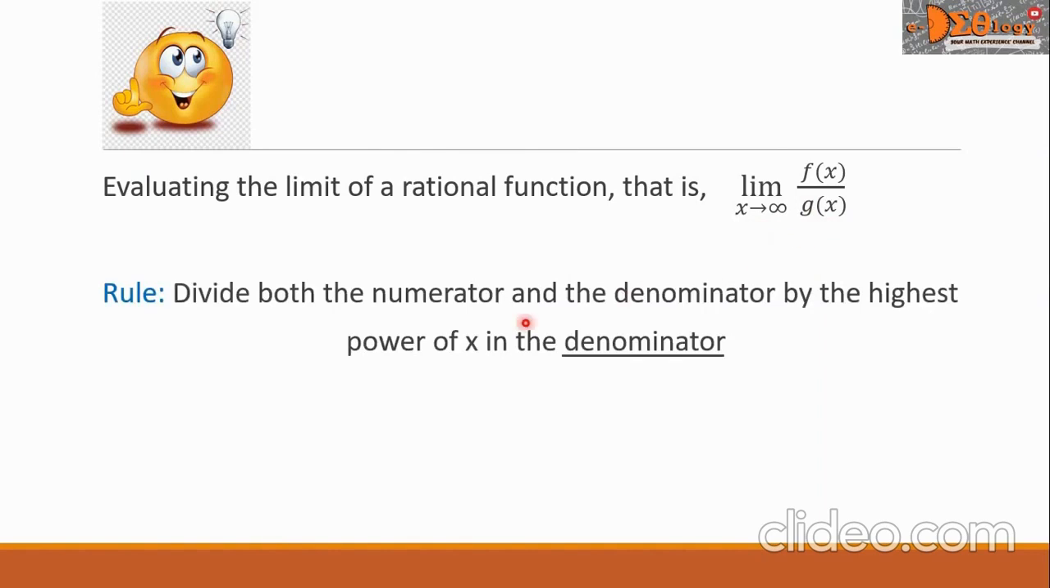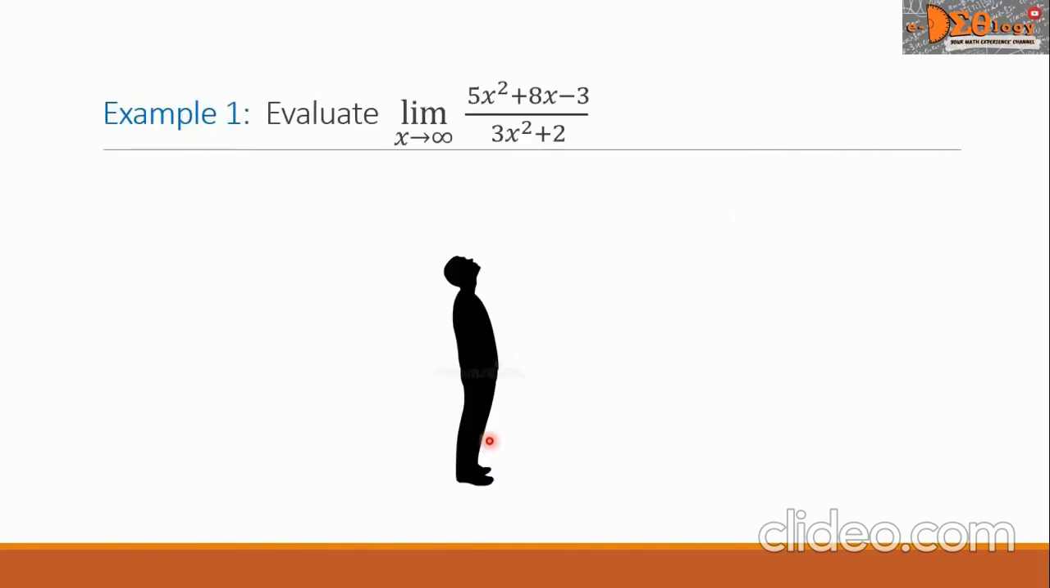The rule is we're going to divide both the numerator and the denominator by the highest power of x in the denominator. Then simplify. Let us see this example 1. Evaluate the limit of 5x squared plus 8x minus 3 over 3x squared plus 2 as x approaches infinity.